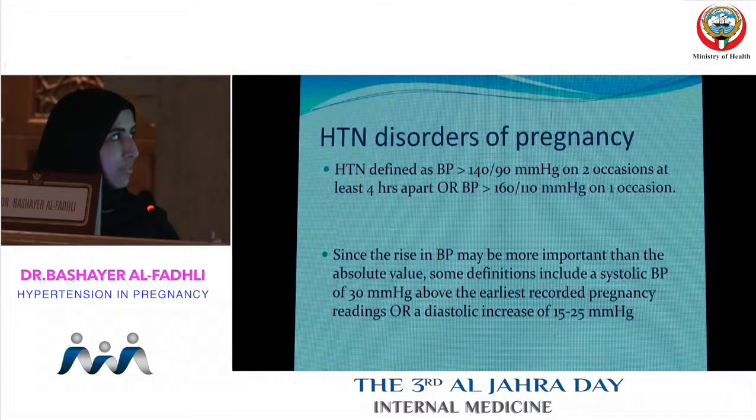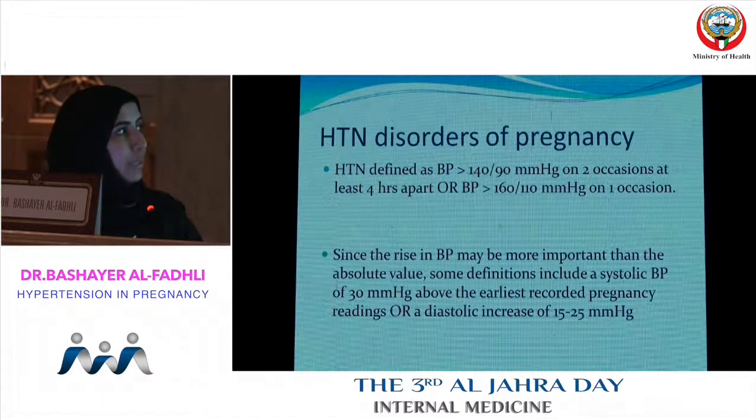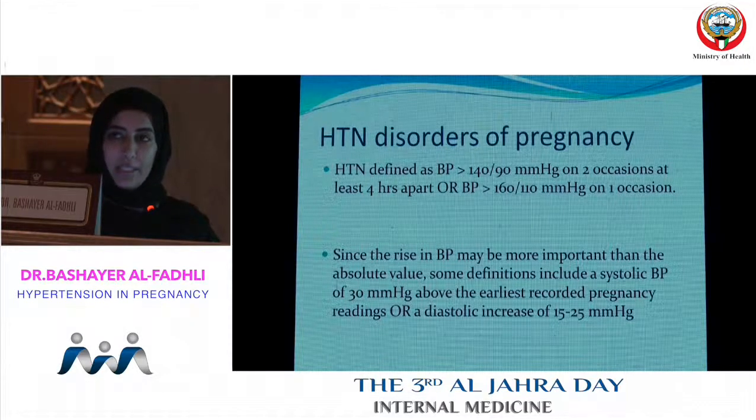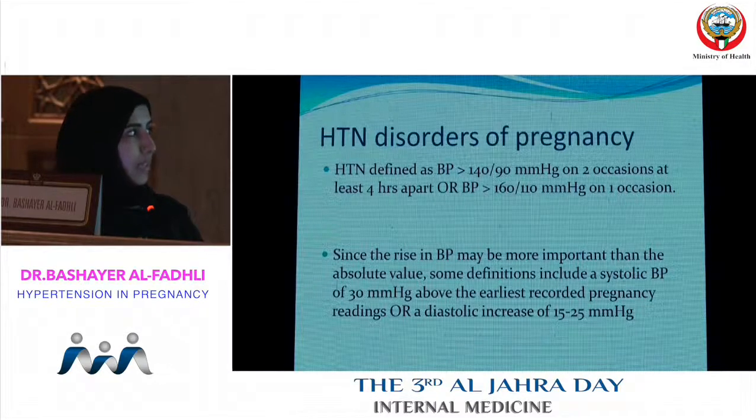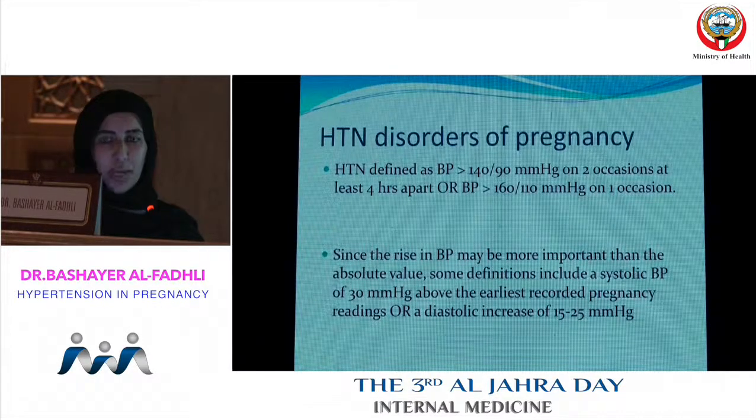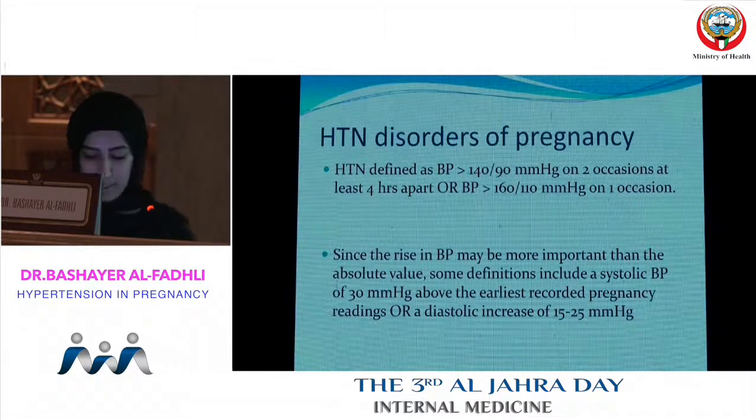Hypertension in pregnancy, we define it as systolic blood pressure more than 140 or diastolic blood pressure more than 90 on 2 occasions 4 hours apart, or 1 occasion of a blood pressure more than 160/110. Some definitions take into account the rise in blood pressure itself, defining hypertension in pregnancy as a rise of systolic blood pressure of more than 30 from the early pregnancy readings. But what we do actually in the clinic, we stick with the first definition.